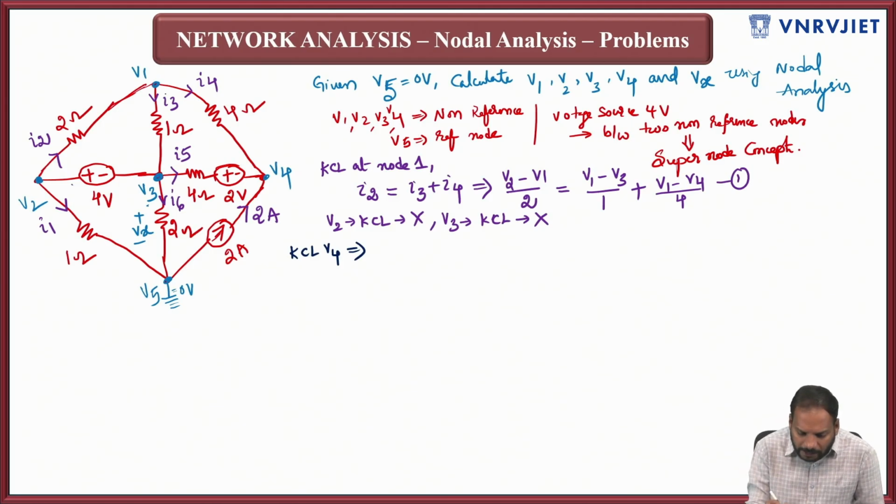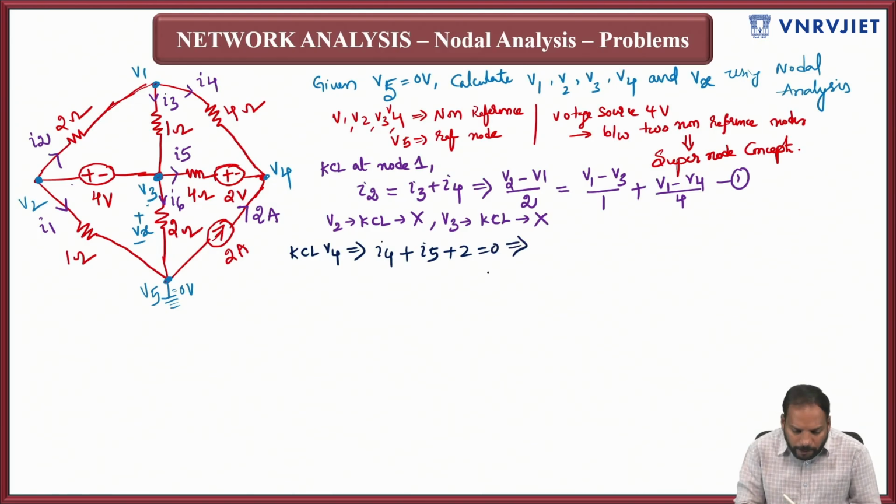That means the entering currents are I4 and I5, and 2 is also entering. All the currents are entering at the fourth node. That means I4 plus I5 plus 2 equals 0. So the value of I4 is nothing but (V1 minus V4) divided by 4, plus I5.